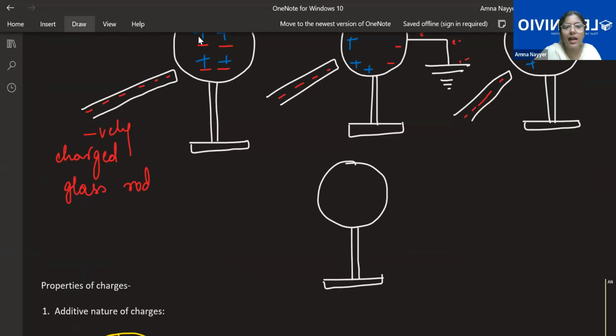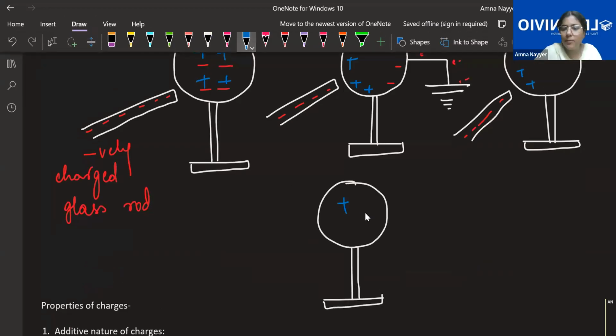if I remove the glass rod, what will happen? Only positive charges are there. There are no negative charges to recombine. So what does it give me? It gives me a positively charged sphere.